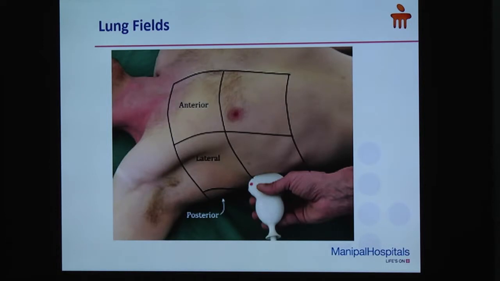Here they have divided into 6 fields: anterior 2, lateral 2, and posterior 2. And it is very important to make sure that the posterior part of the lung, you definitely assess, however much of a difficulty it is, because most of the pathology will be in the posterior and the lower part of the lung.